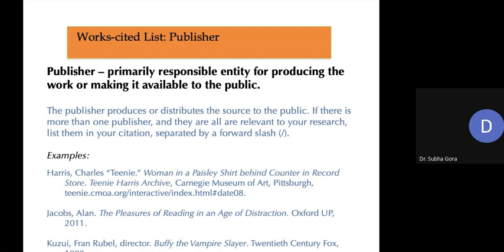You remember the apps and the websites? We were talking about how we quote only the original app that publishes. The same is the case with the publisher. All right. What if there is more than one publisher and they're all relevant? List them in your citation. What you do is you separate them with a slash and then list them in the citation.